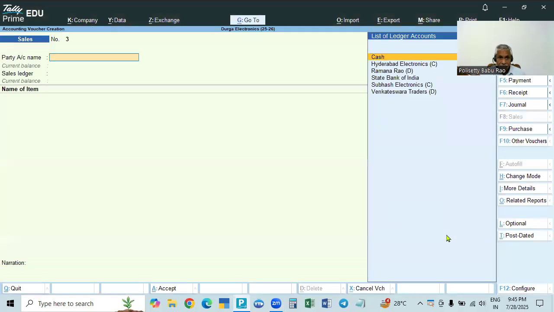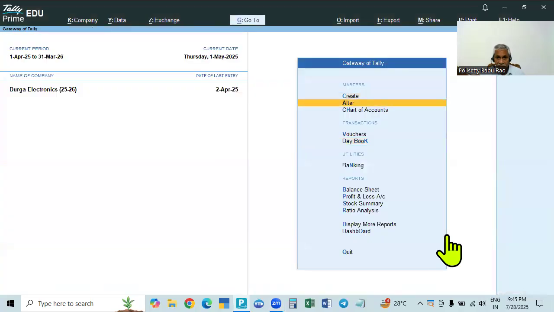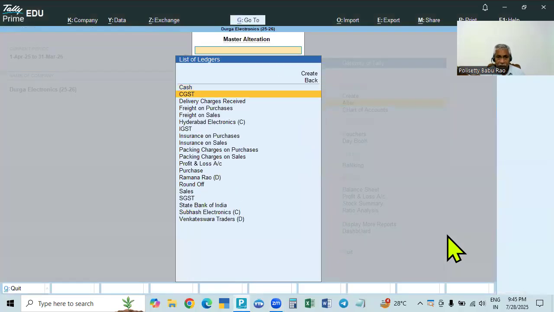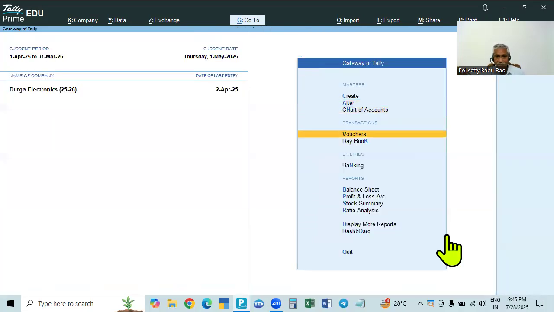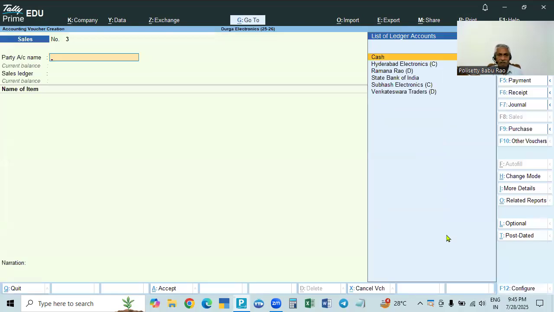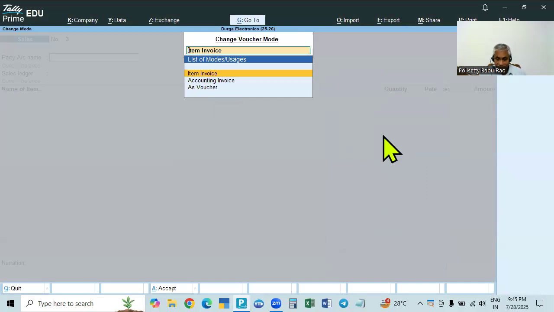In this ledger, when the purchase entry was made, we entered all the ledgers. Every ledger is created: CGST, SGST, IGST, everything, and purchases we created. Now we want sales, so the sales ledger is also created, and we sell the goods to debtors, so the debtors ledgers are all created. Now we will go to the voucher and take up sales, and since this is goods, we have to take the item invoice.